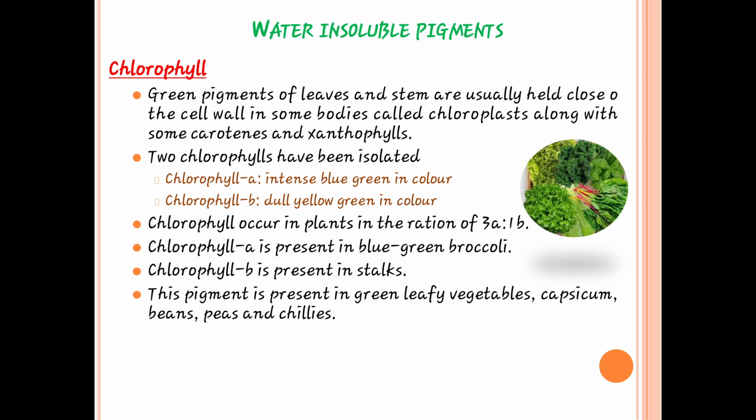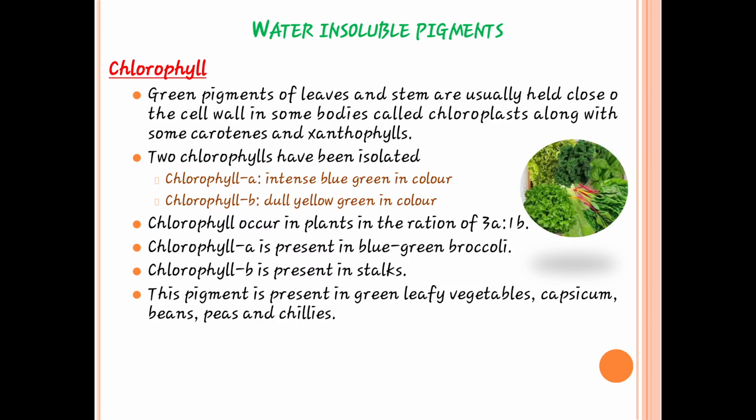Two chlorophylls have been isolated. One is chlorophyll A and the other is chlorophyll B. Chlorophyll A is responsible for the intense blue-green color of vegetables, whereas chlorophyll B is responsible for the dull yellow-green color. Chlorophyll occurs in plants in the ratio of 3:1, that is, 3 parts chlorophyll A and 1 part chlorophyll B.